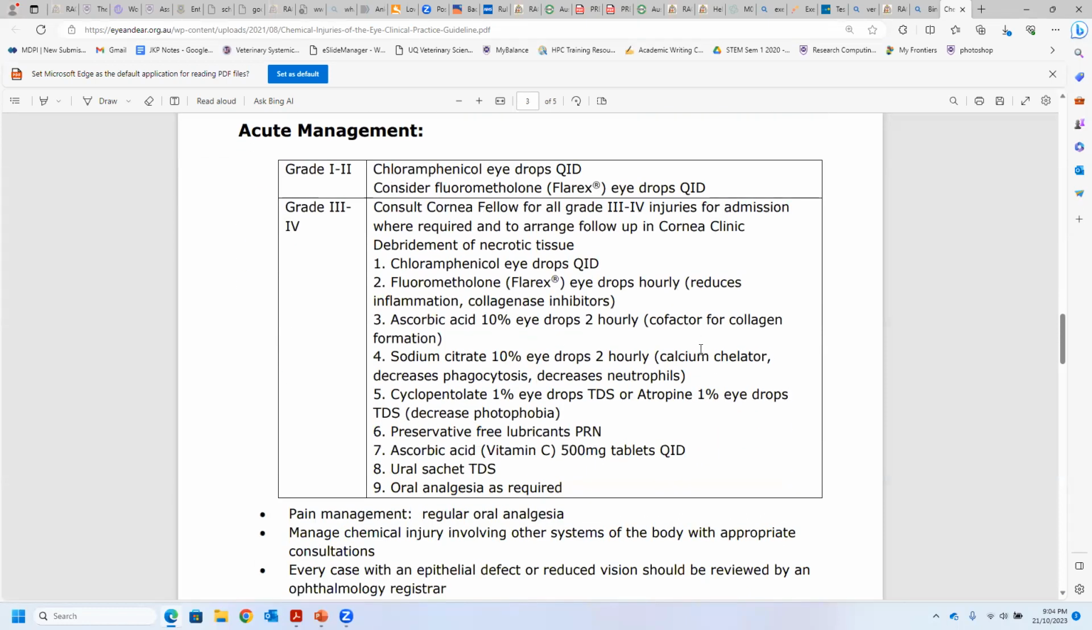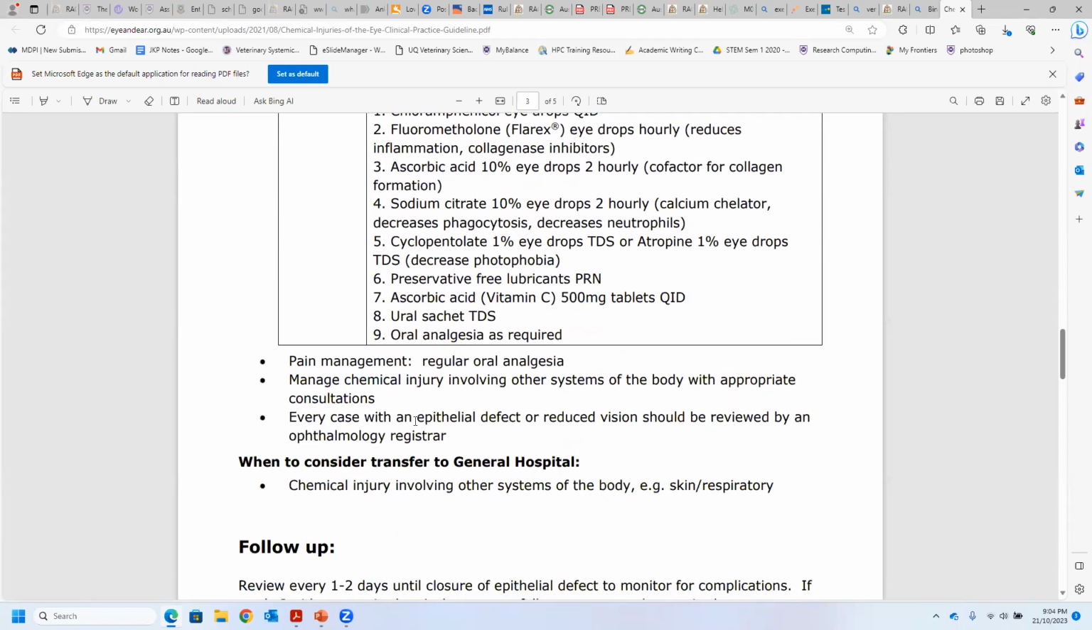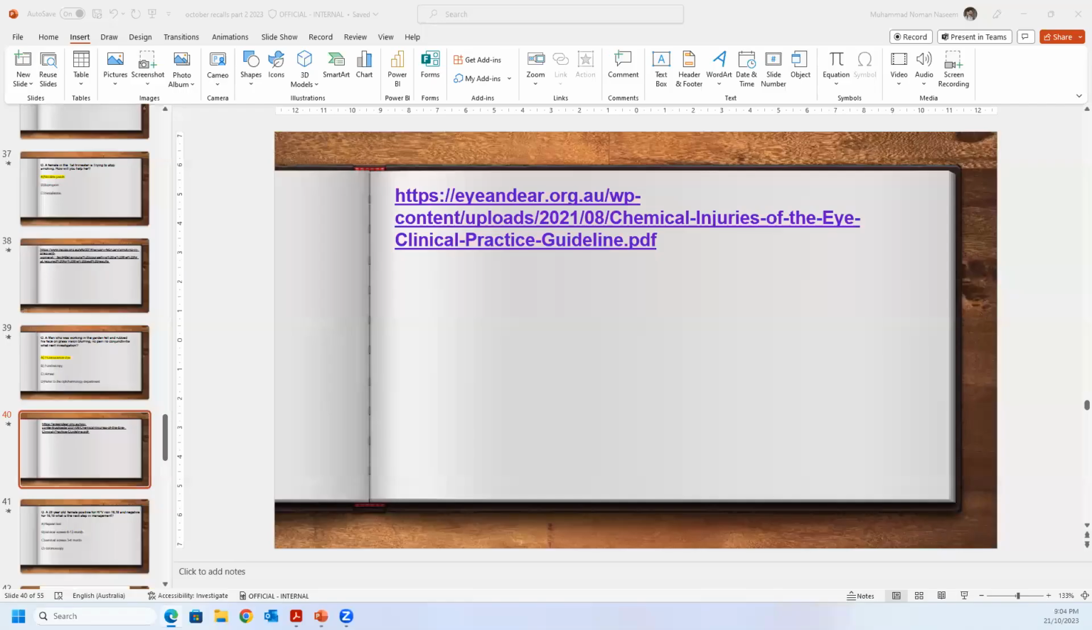MCL is a sort of painkiller drop to the eye. We give a painkiller drop to the eye before we send the patient to the ophthalmology department. Every case with an epithelial defect, which is a corneal abrasion, or a reduced vision, should be reviewed by an ophthalmology registrar. So it's very important that you make sure that these patients are seen by a specialist.